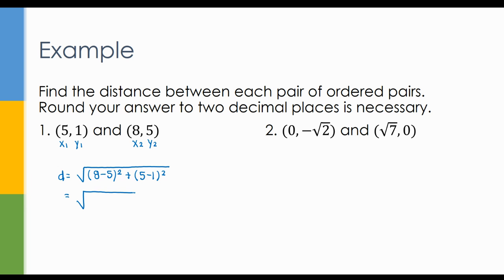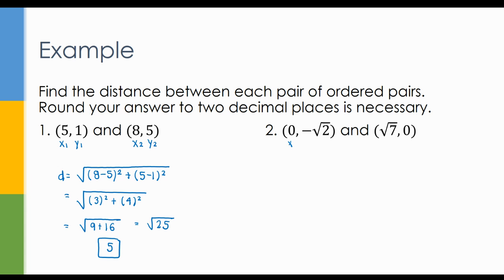Well, if I do order of operations, 8 minus 5 is 3, 5 minus 1 is 4, 3 squared is 9, 4 squared is 16. When we add 9 and 16 under the radical, that gives us the square root of 25, and that simplifies nicely to 5. So that is our distance. We didn't have to worry about rounding to 2 decimal places.